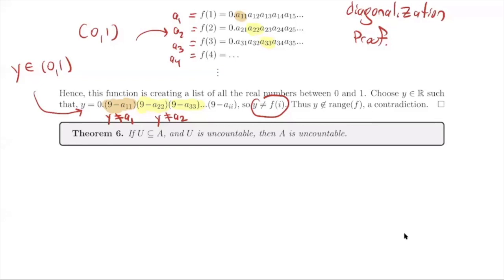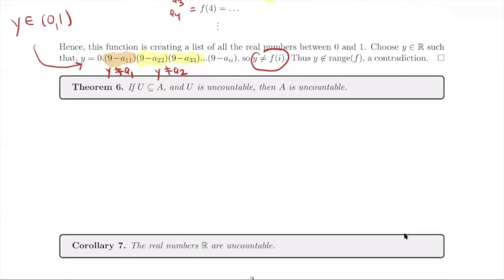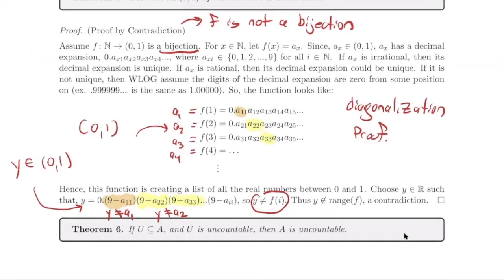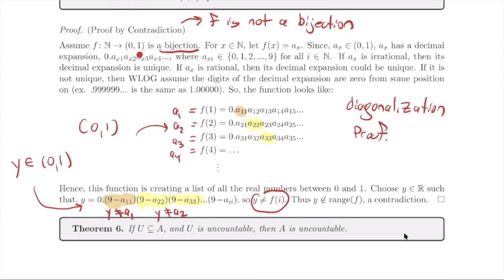Okay, so let's prove this claim, and then from this, we'll real quickly get this result. For those that aren't familiar with this term corollary, a corollary is something that follows immediately from a theorem. So if we prove the theorem, there's really nothing to say to prove this. So this would be a corollary of this theorem. Since this interval 0 to 1 is uncountable, and this is a subset of all of the real numbers, we'd be done at that point.